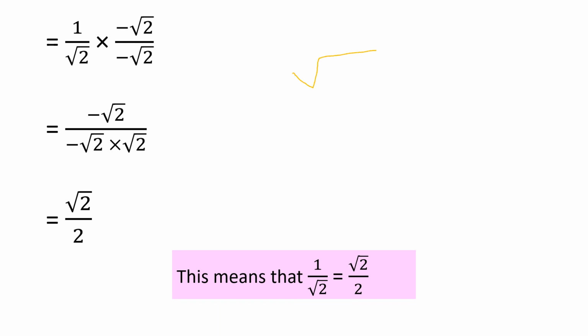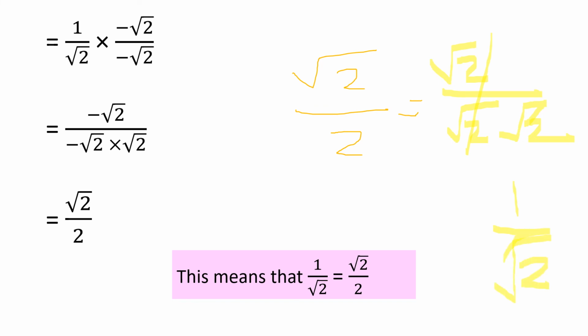Now look here, root 2 by 2 can be written as root 2 into root 2 over 2, right? Now can you see root 2 and root 2 will go? What is left on top? Only 1 is left. So that is basically 1 by root 2 itself. So that means 1 by root 2 itself is root 2 by 2.